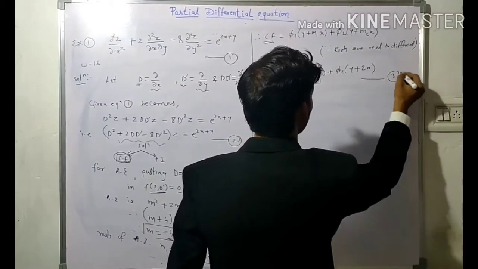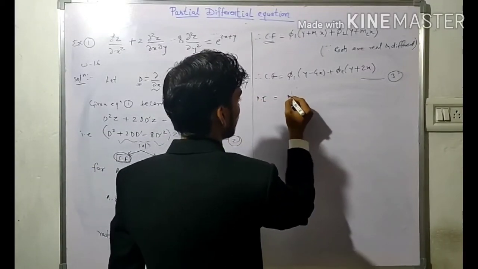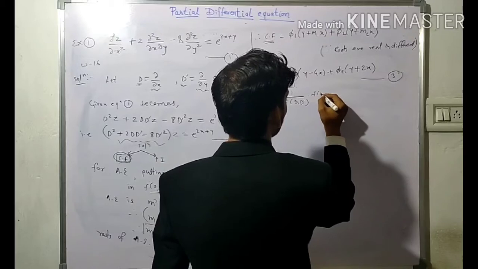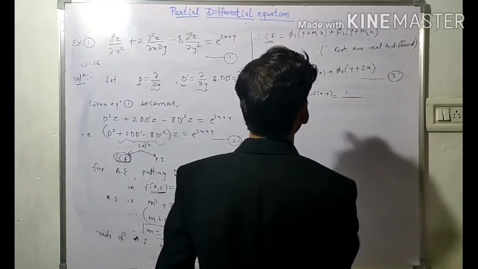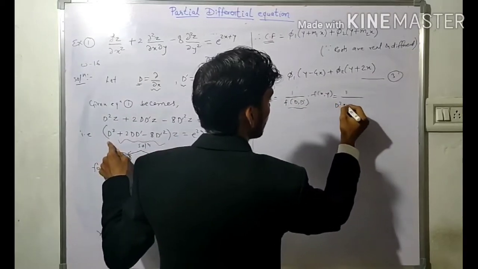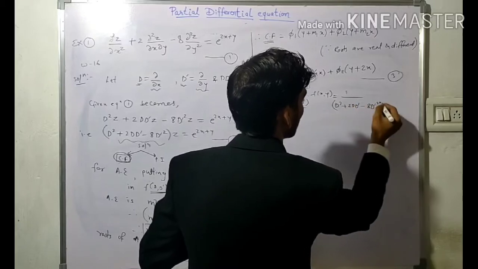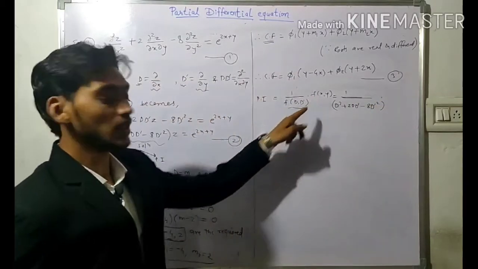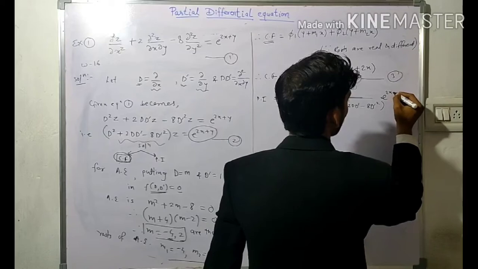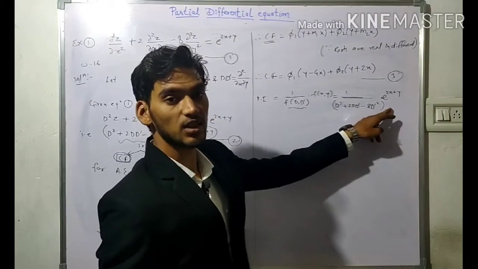Say equation number 3. Now we have to find the second part, that is PI, and we know that the formula of PI is 1 upon f(D, D') into f(x, y). So here 1 upon f(D, D'). What is f(D, D') here? It is D² + 2DD' − 8D'², into f(x, y), that is on the right hand side it is given as e^(2x+y). Now as it is an exponential function, we will consider it as case 1.